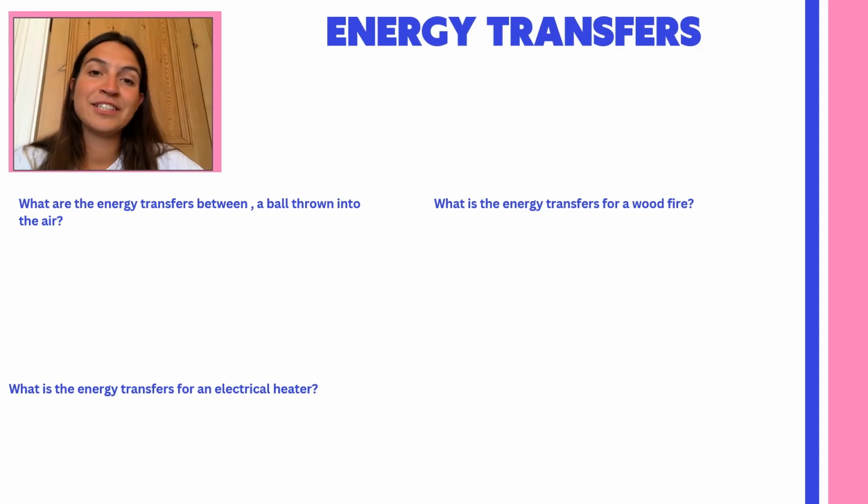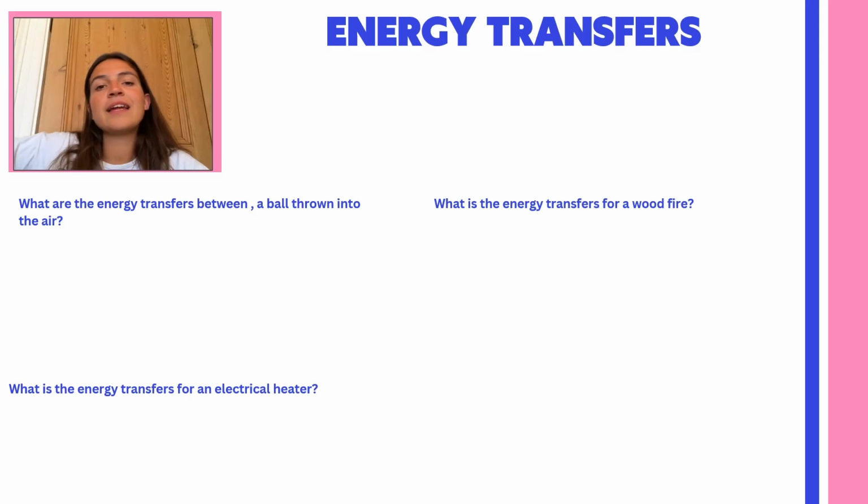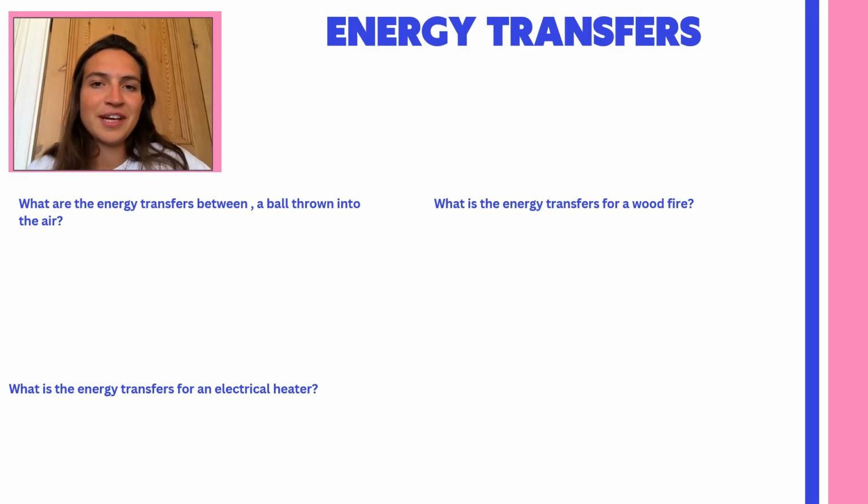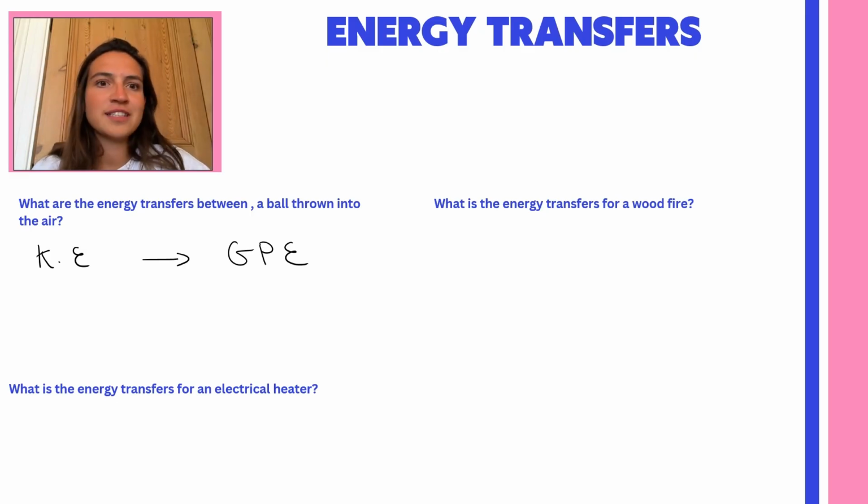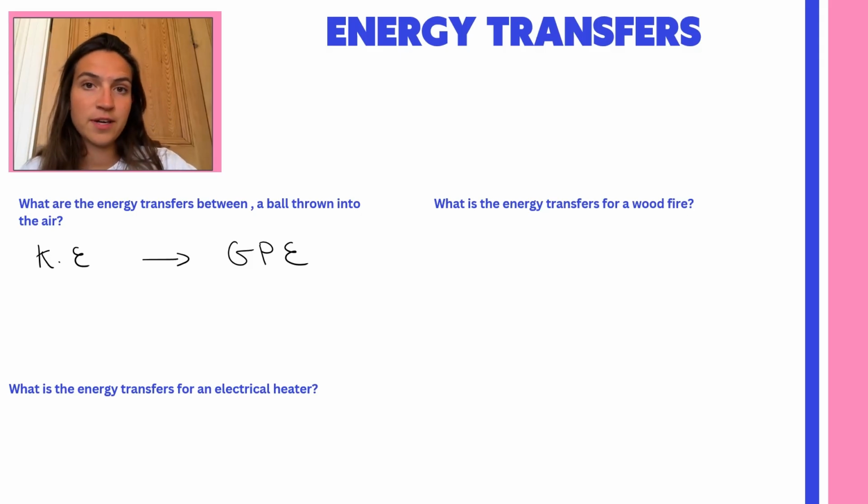Okay, and energy transfers. So number one, what are the energy transfers of a ball thrown into the air? When you throw a ball into the air, initially it has lots of kinetic energy because it's going really fast, and then it gets slower and slower as it goes up. But as it's traveling up in the air, it's getting higher and higher, so it is gaining gravitational potential energy. So you've got kinetic energy going to gravitational potential energy.